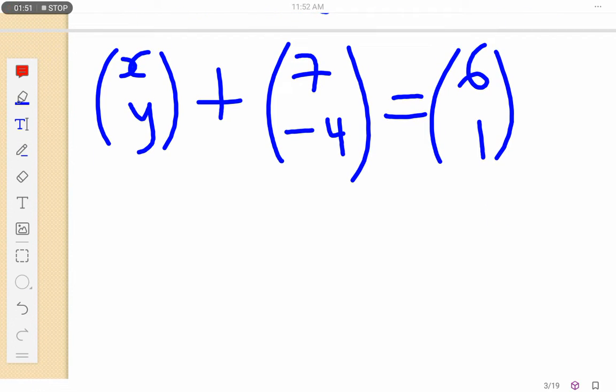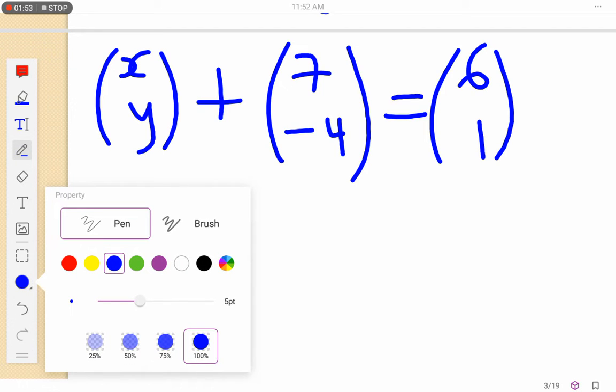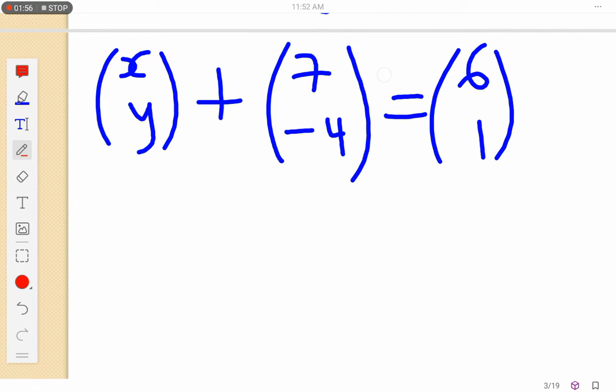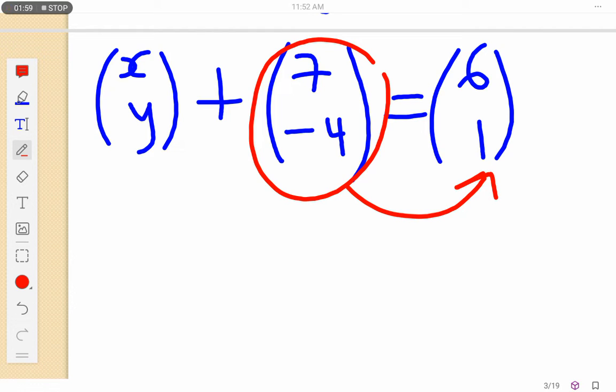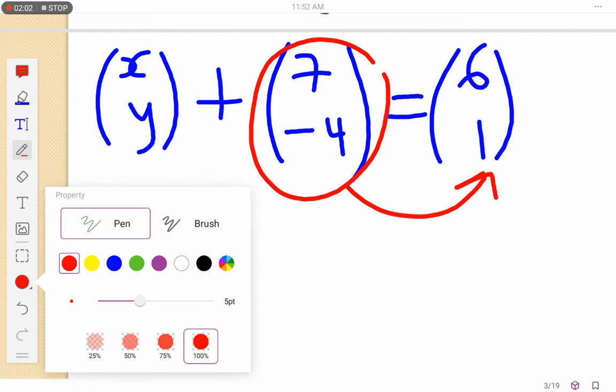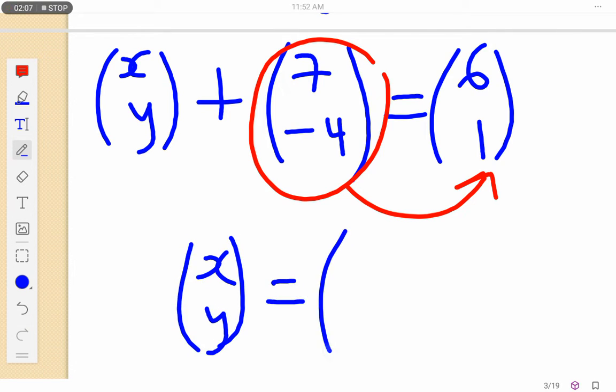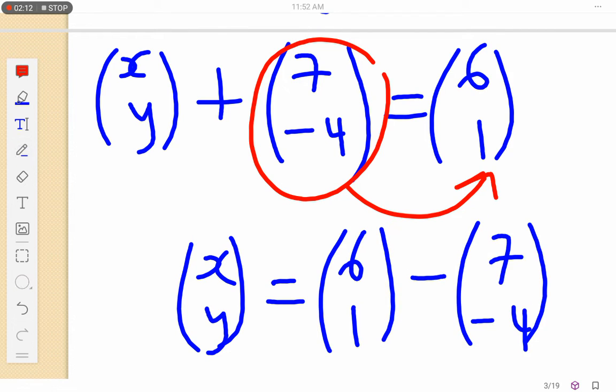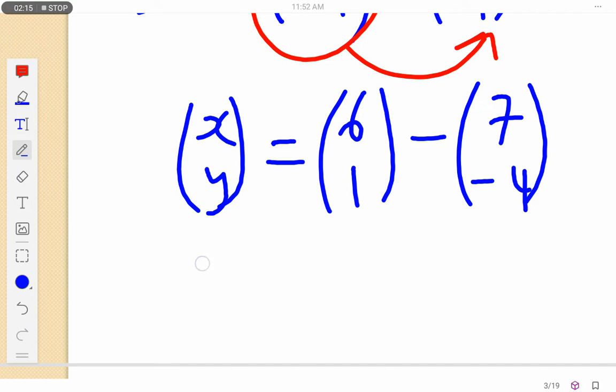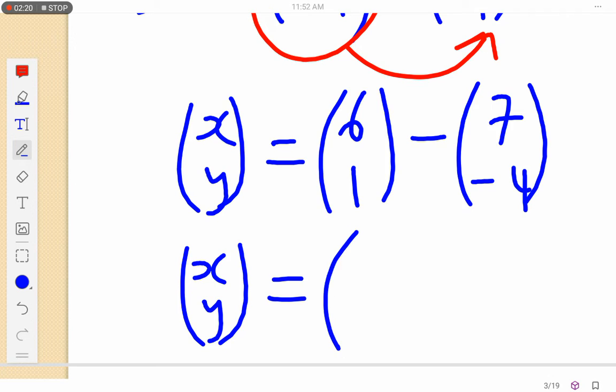So what I'll do here, I can take this vector to the left side, and it becomes a negative. So I'll have my x, y on this side being equal to 6, 1 minus 7, minus 4. Simplifying on the right side, I'll get 6 minus 7, I'll get a minus 1. 1 minus minus 4, this becomes a plus, so I'll have a 5.